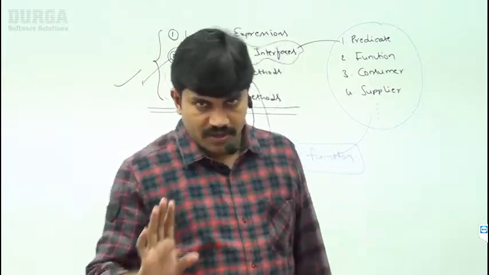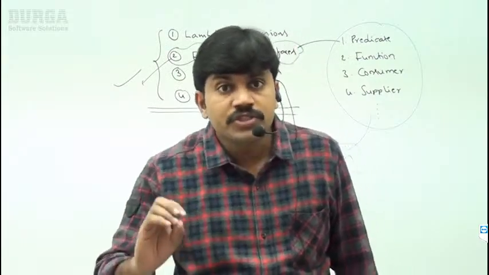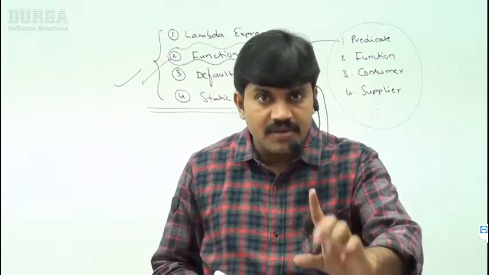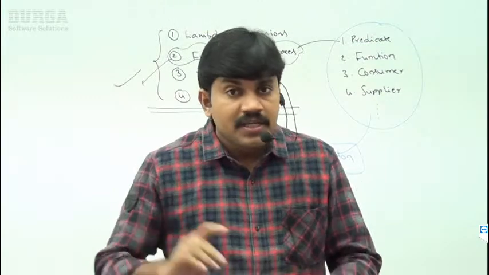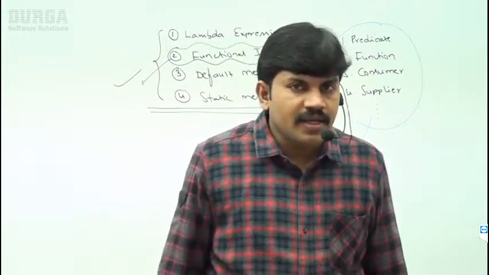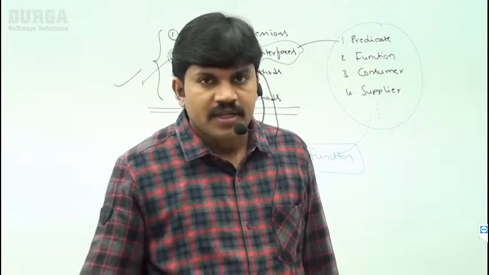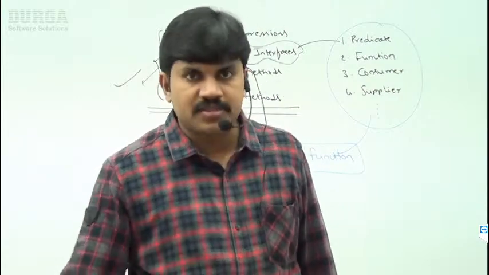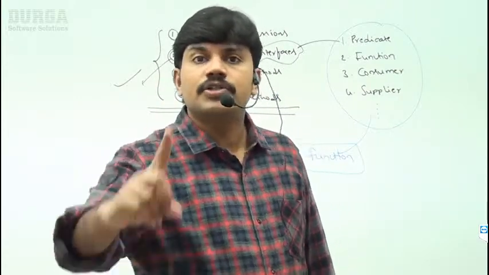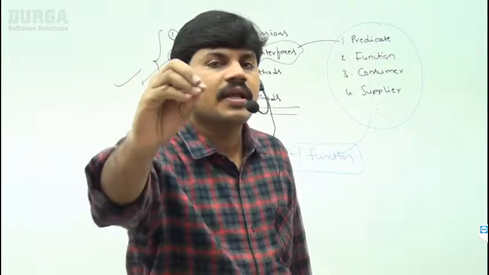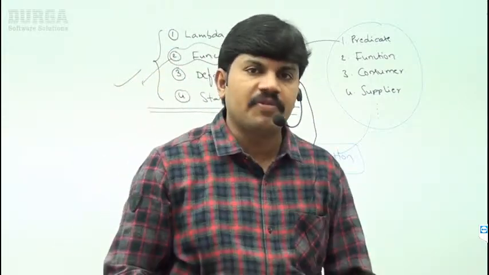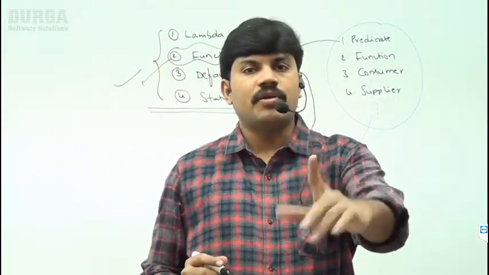What is a functional interface? An interface which contains a single abstract method is called a functional interface. Inside a functional interface, can I take any number of abstract methods? No. Can I take any number of static methods? Yes, no problem at all. But it should compulsorily contain a single abstract method. Such types of interfaces are called functional interfaces, right?